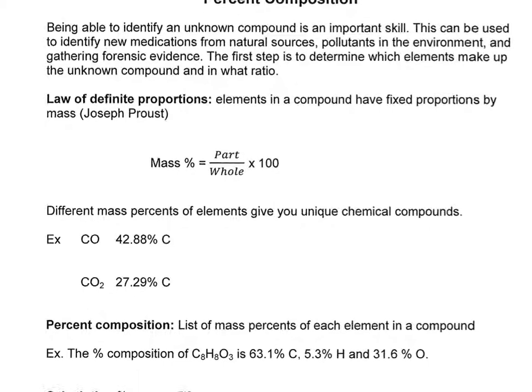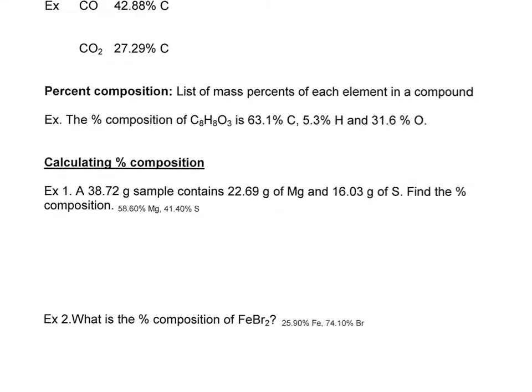The term percent composition just means you have a list of the mass percents of each element in a compound. For example, the percent composition of C8H8O3 is shown here.